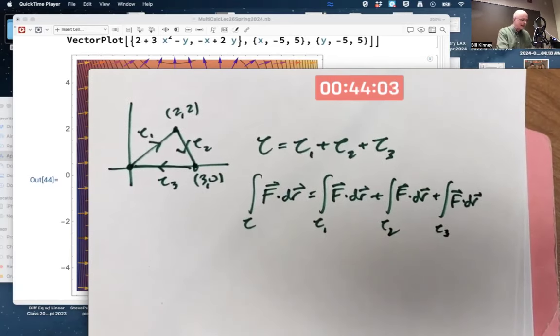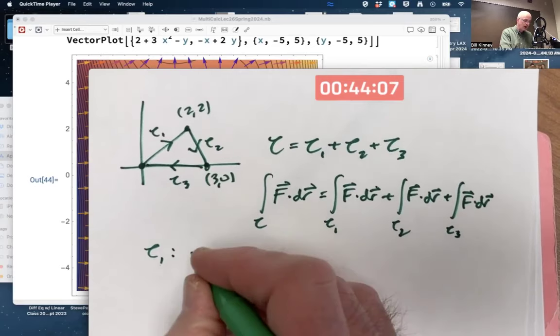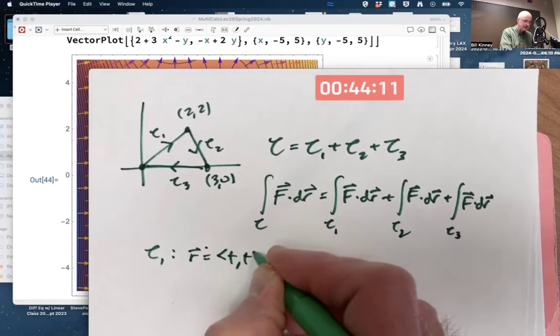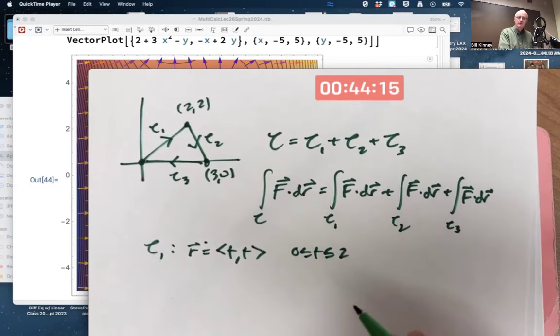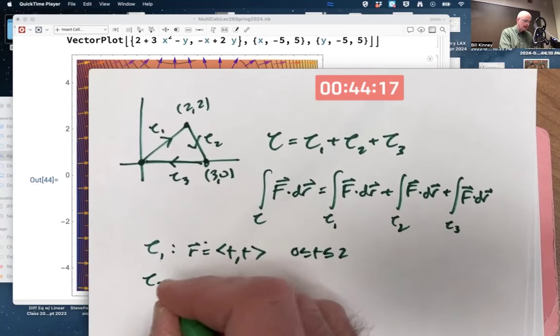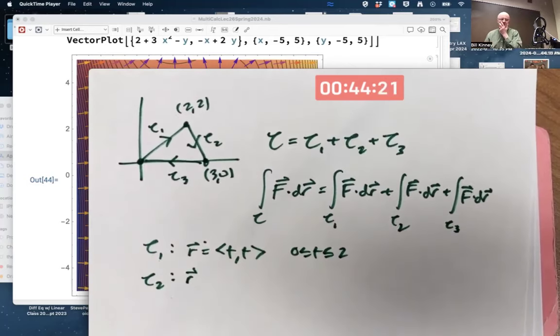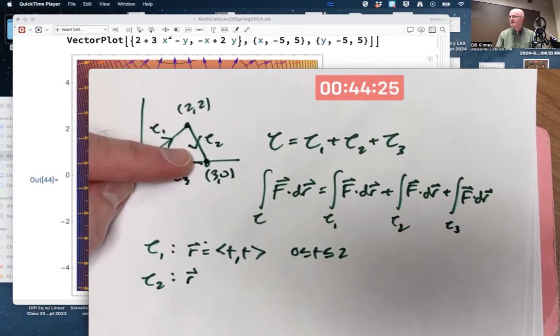If I'm going to do that by hand, I need to parameterize these things. I can parameterize C1 with r equals t comma t, say, for t between 0 and 2. I can do these parameterizations individually, by the way. I don't have to, for example, for the parameterization of C2, I can start time at 0 again. I don't have to start it at 2.